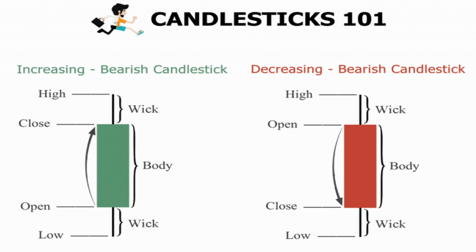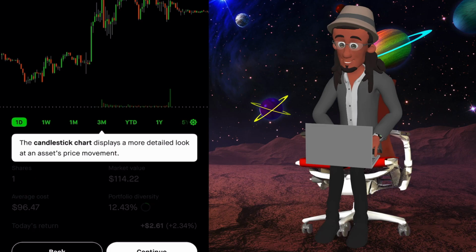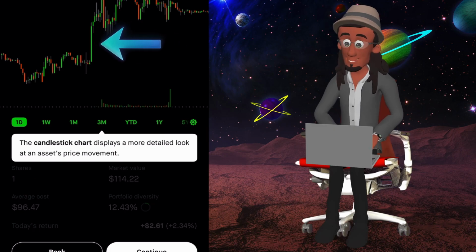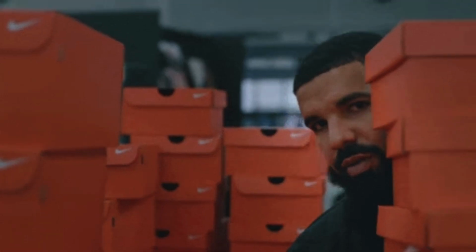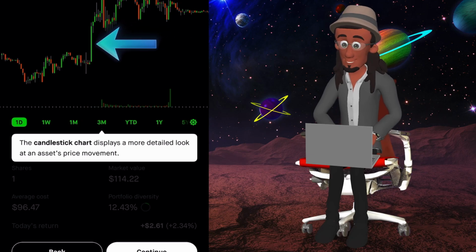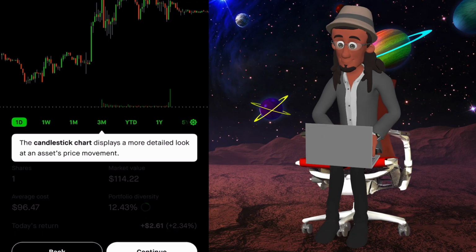Anytime you see a red candle, it started at its top and ended at the bottom. That's a move down. Anytime you see a green candle, it started at the bottom and moved its way up. You can look at this big green candle here in the middle of the screen. We started from the bottom, now we here. Okay, so let's keep going.